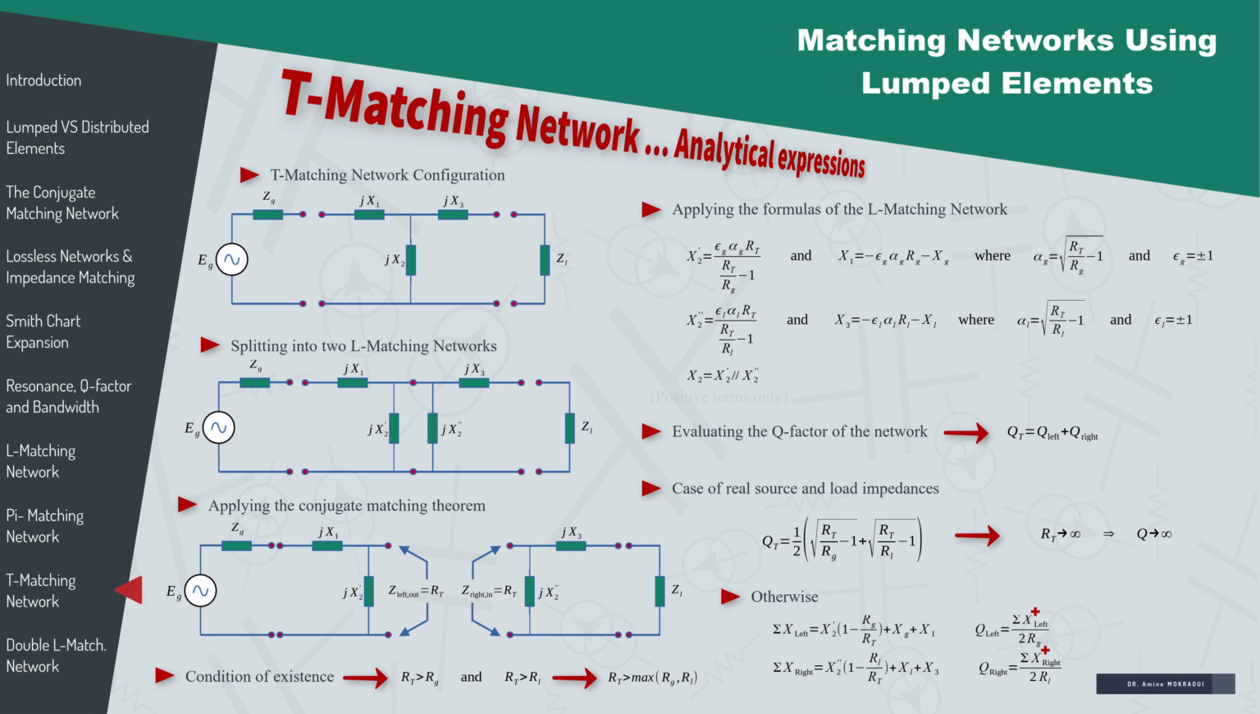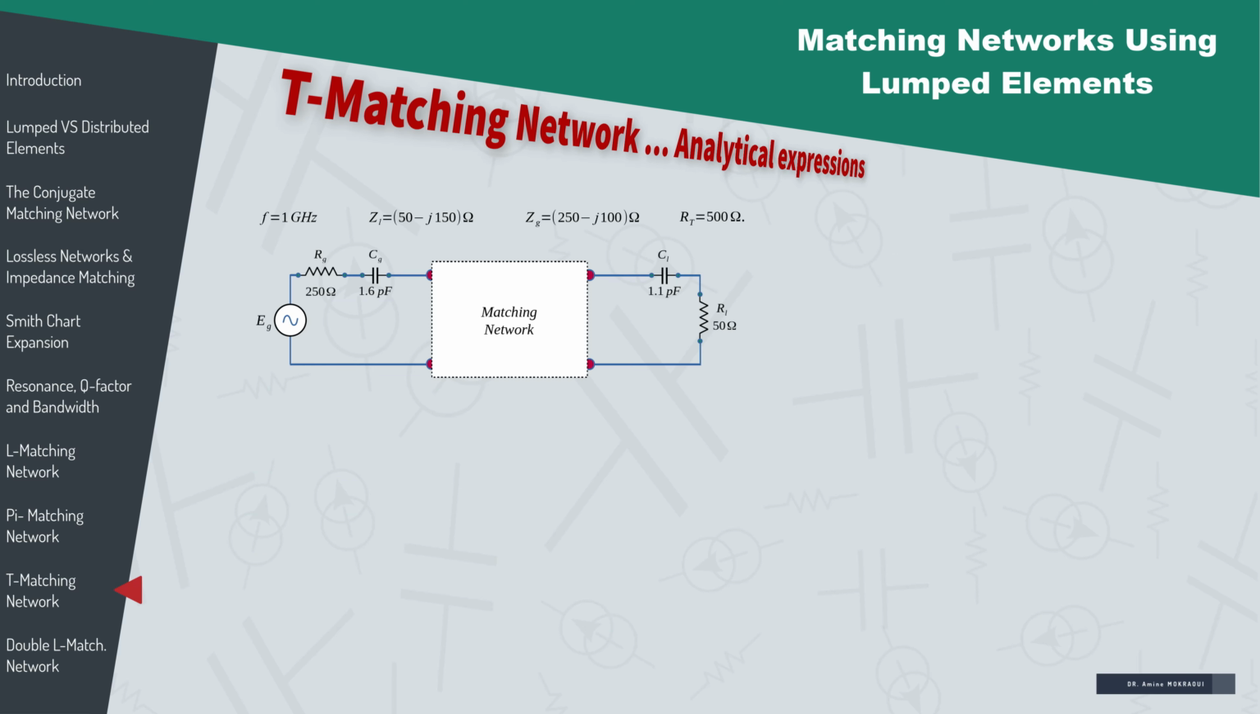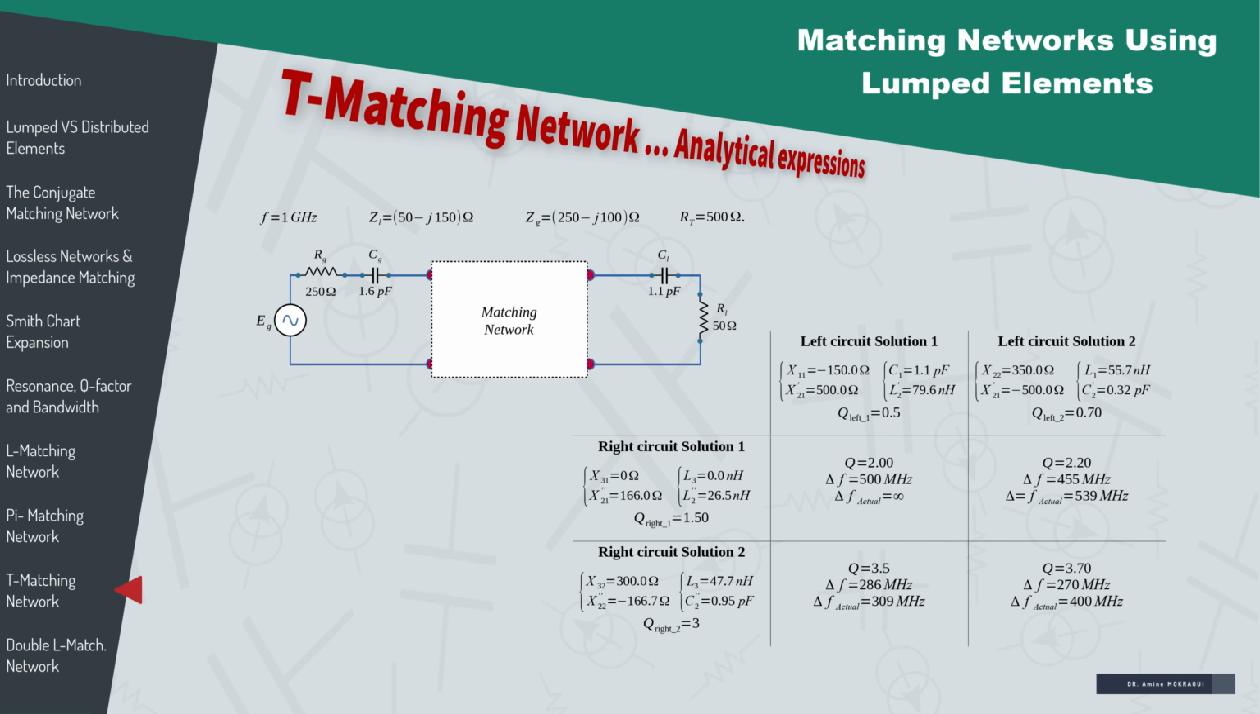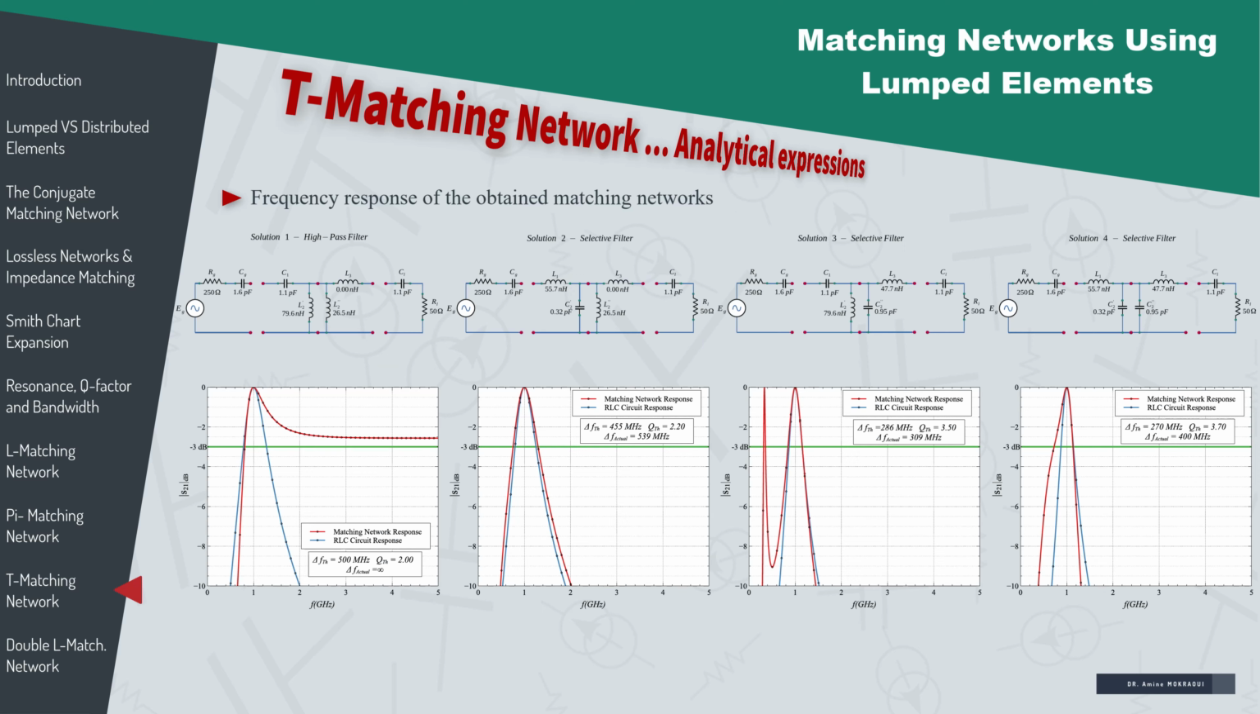Consider at f equals 1 GHz, designing a T-matching network in order to match load impedance ZL equals 50 minus j150 ohm to a source impedance Zg equals 250 minus j100 ohm. The following table summarizes solutions obtained when applying the developed formulas when RT equals 500 ohm. Although the T-matching network is electrically equivalent to the pi-matching network, the results table and the following figures show different behaviors in terms of frequency response.